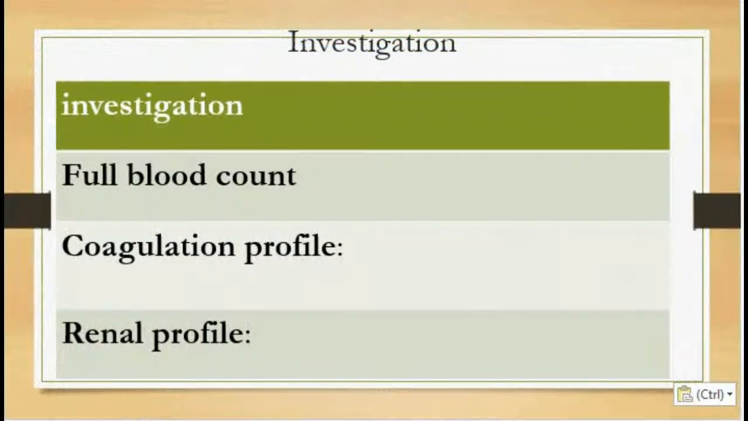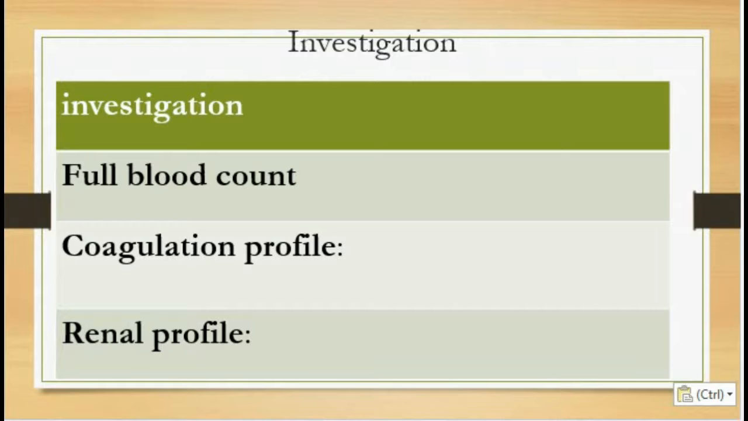Okay, so for the investigation, we need to do a full blood count. The expected result is the platelet count may be decreased. If there is bleeding, the hemoglobin is expected to drop. Next is the coagulation profile. The expected result for APTT, PT, and INR would be increased. And the coagulation profile must be repeated 6 hourly.